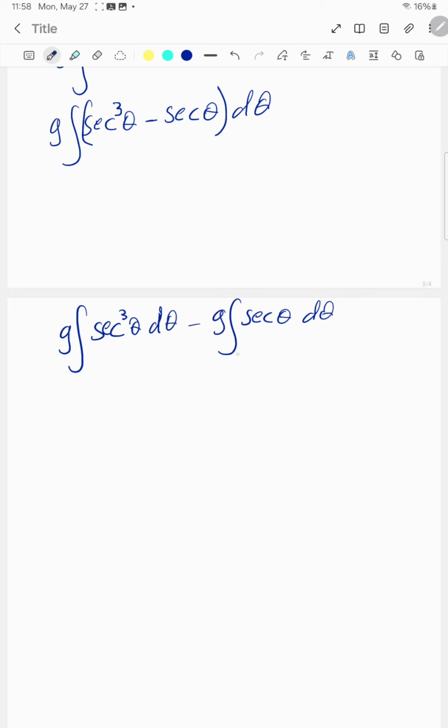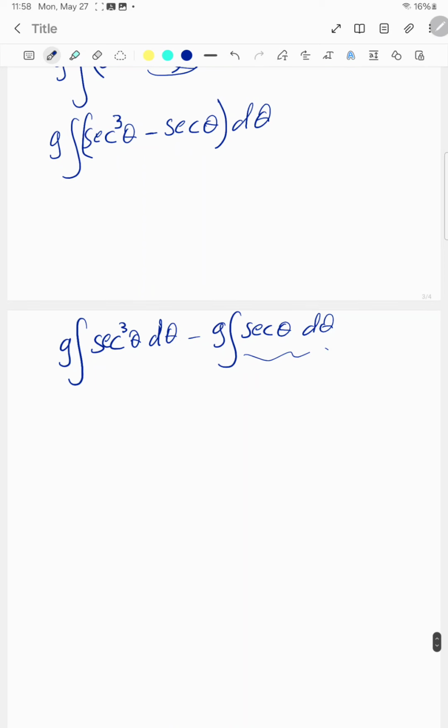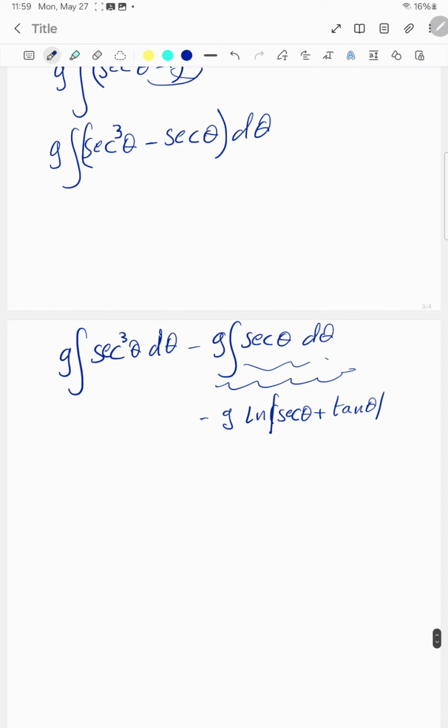But this is very easy, sec of theta d theta. I know the integral of sec of theta is equal to ln of tan of theta plus sec of theta. So that part here becomes minus 9 ln of sec of theta plus tan of theta. Actually it's an absolute value, because ln is only defined for positive values. I will put the plus c at the end.